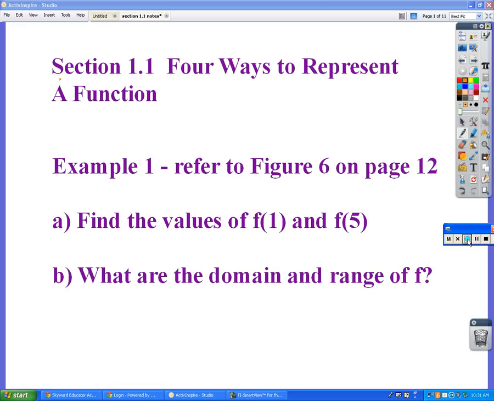And then in the little box there on page 11, there's a definition of a function, which I am not going to write on the board because you all know it already. A function f is a rule that assigns to each element x in a set D exactly one element called f of x in a set E. You got that? That's the best definition that they could come up with.